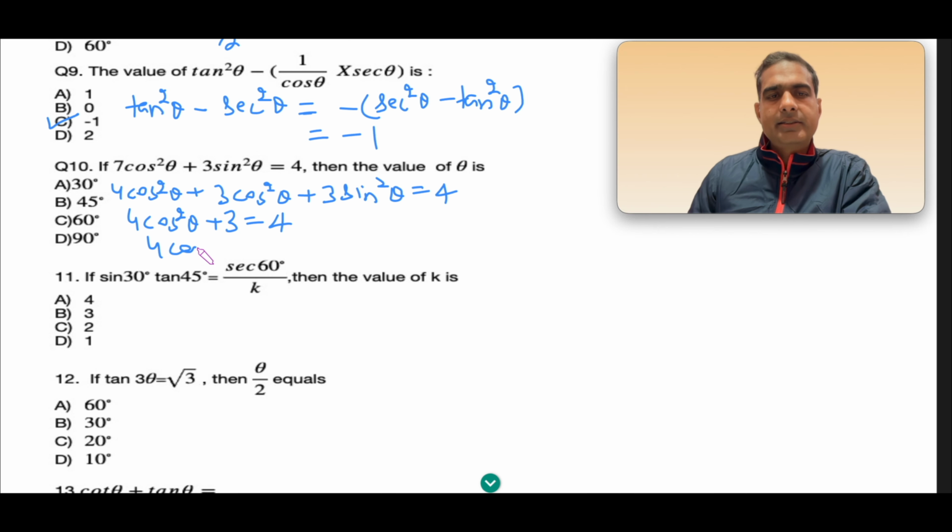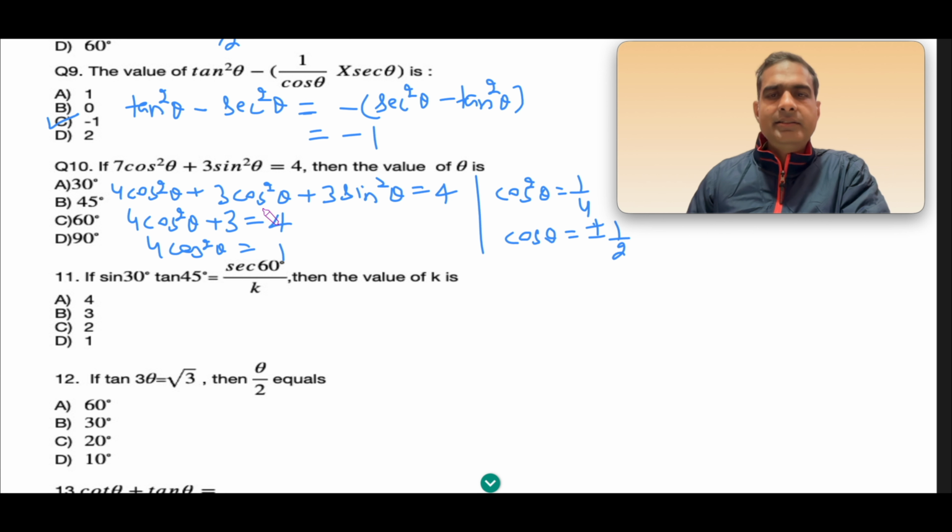So from here I can see 4 cos square theta is equal to 4 minus 3, that is 1. So 4 cos square theta is equal to 1. So we can say cos square theta is equal to 1 by 4. And from here I know cos theta will be plus minus 1 by 2.